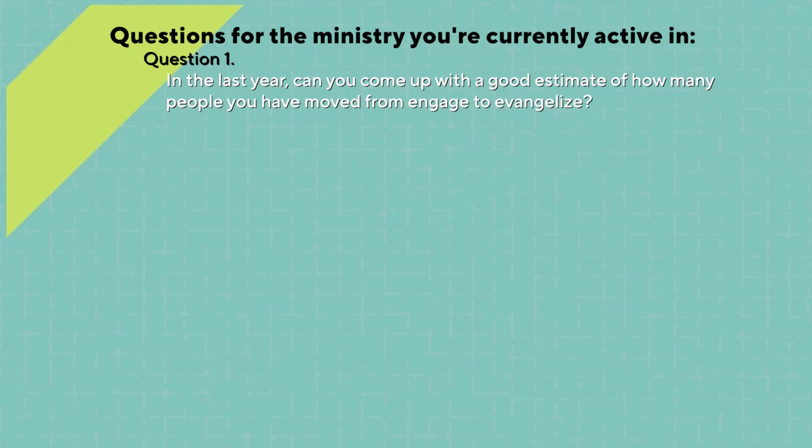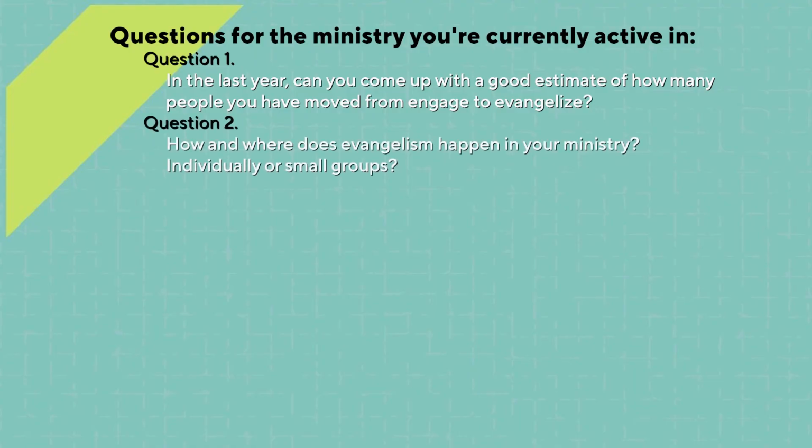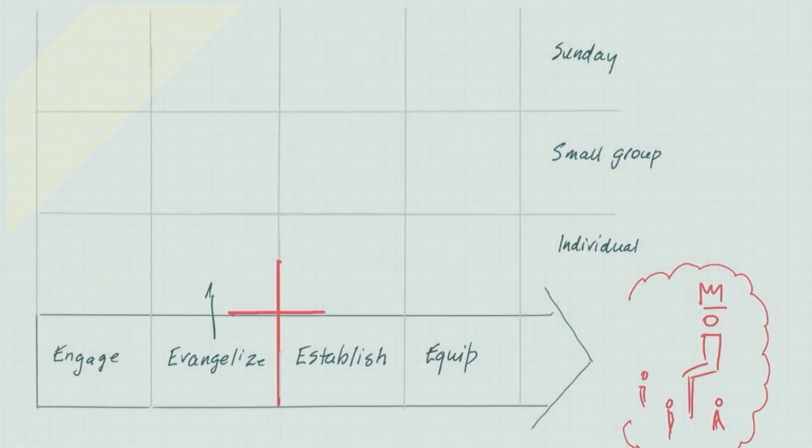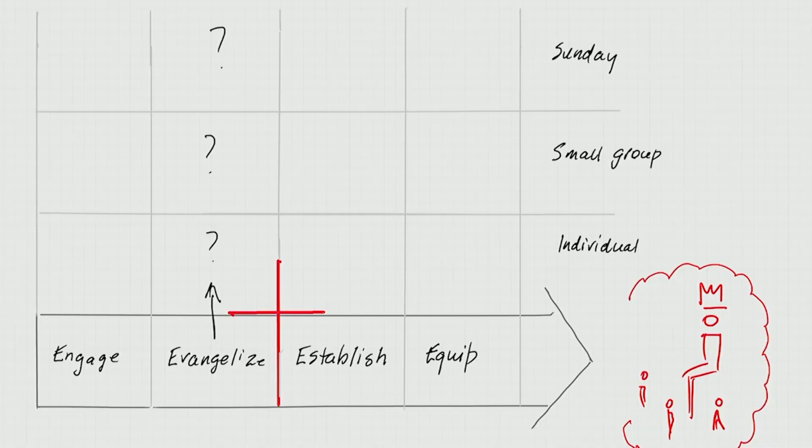Number 2: how and where does evangelism happen in your ministry? Now this one is specifically looking at the vertical evangelize. So if you go from the evangelize box and you go straight up, where does evangelism happen individually? You can think like, okay, I know these families who try to get people in their neighborhood together for a dinner and talk about Jesus. Or small groups. The classic one would be, do you run a Christianity Explored or Alpha course?